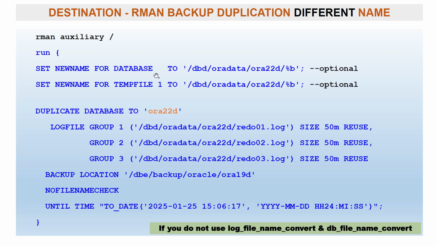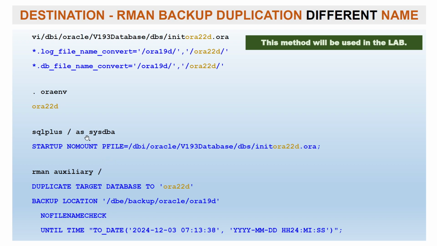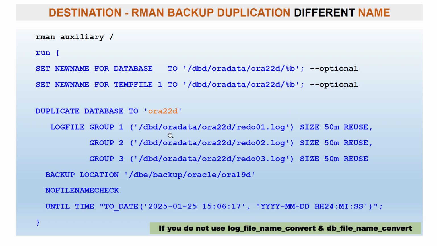Set new name for the database will instruct that the data files go to this location. Set new name for the temp file will instruct that the temp file goes to this location. We can use this syntax if we do not use log file name convert and db file name convert, and it will make sure that we don't overwrite the data files or temp file of the original database or the database that we have restored. So there are two ways I have shown you, and I will be using this. You can use either method as per your convenience.